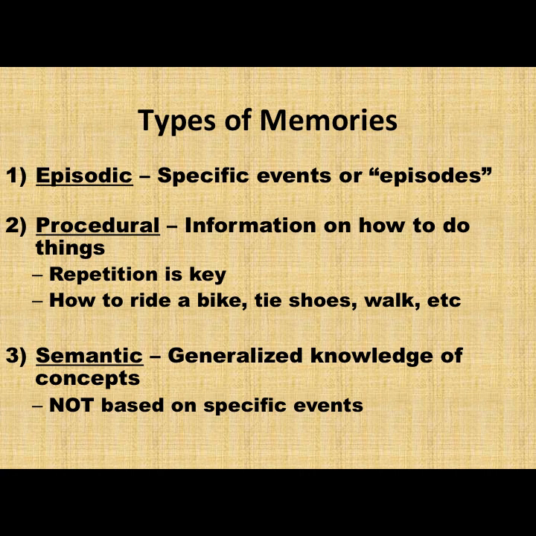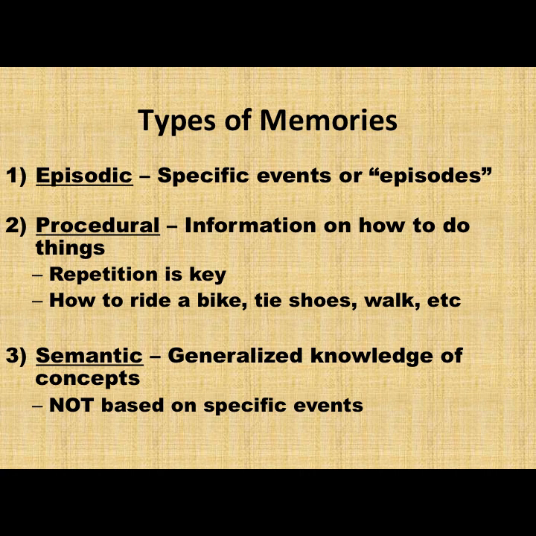The second type of memory is procedural memory, and this is information on how to do things, like how to ride a bike, how to tie your shoes, even how to walk. It basically includes any of those how-to, step-by-step kind of things. And with these, repetition is the key. If you keep redoing them over and over again, you'll form the connections, you'll encode it, and then they will be stored. Another fun fact about procedural memory is even if you suffer a major brain injury, procedural memory is so deep in the brain usually that you will remember all of your procedural memory, even if you forget your episodic or every other type of memory.